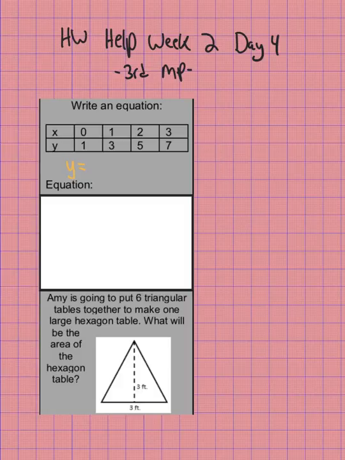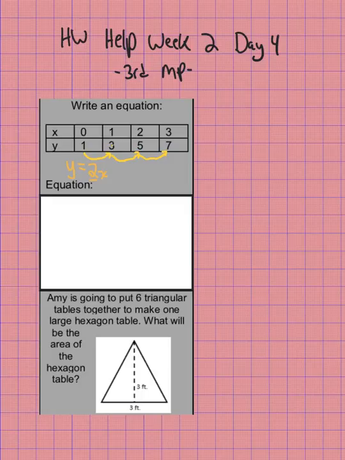So first off, we have to figure out the what times x, and there's a neat trick for this part. If I look at the y values, and I skip count to see how the y values are going up, notice they're going up by 2. 1 plus 2 is 3, 3 plus 2 is 5, 5 plus 2 is 7. That tells us that the first part of our equation is 2 times x. So that's where that 2 comes from. But now we have to figure out how to get to the second part.